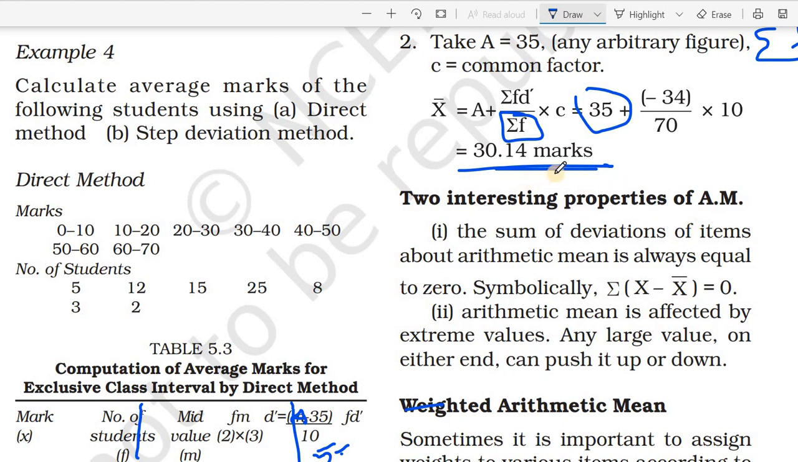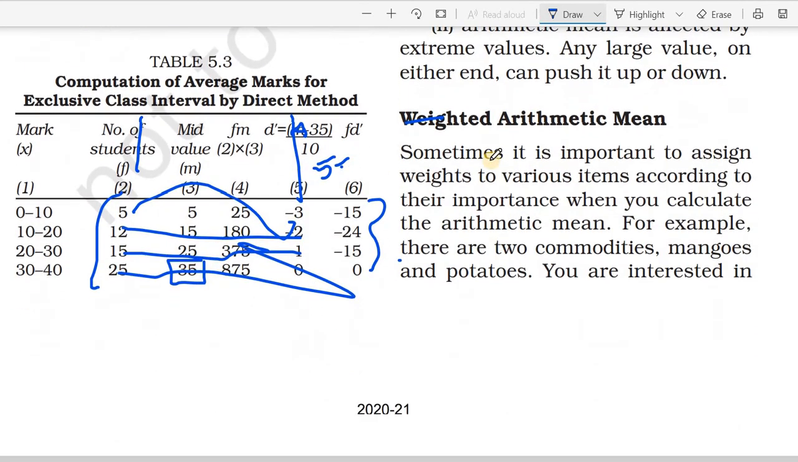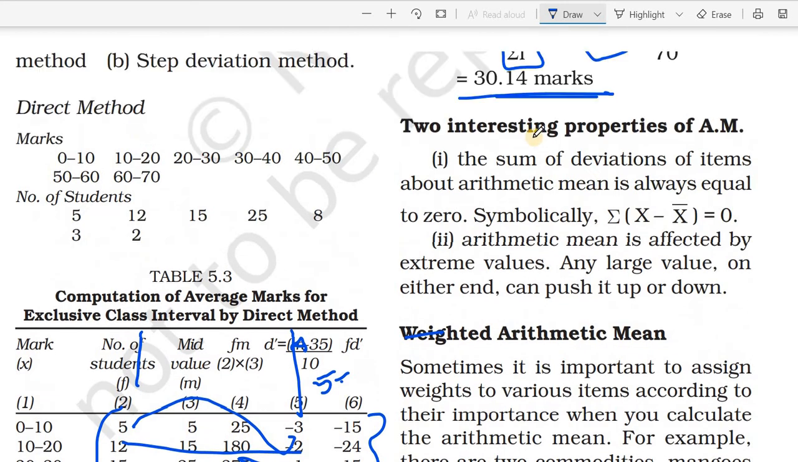Okay, then this is the step to find out the arithmetic mean through the step deviation method. Next one is weighted arithmetic mean.